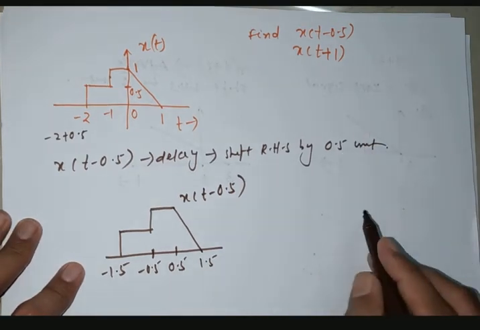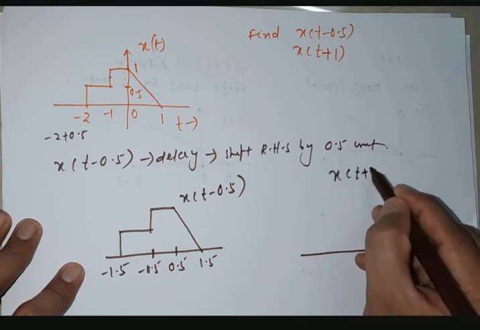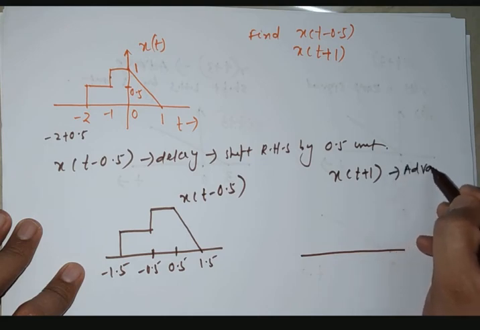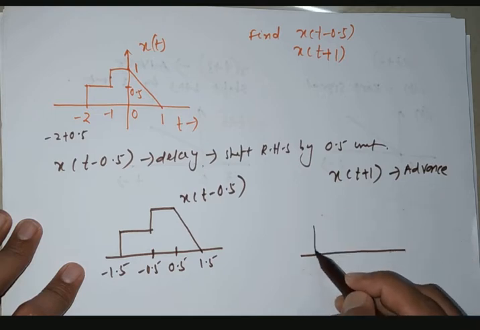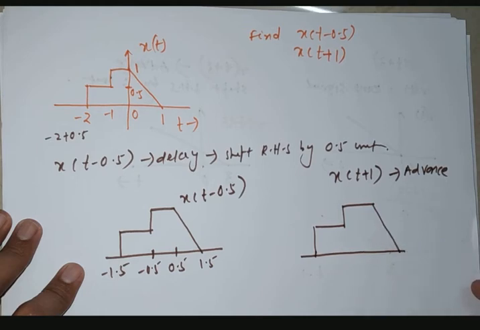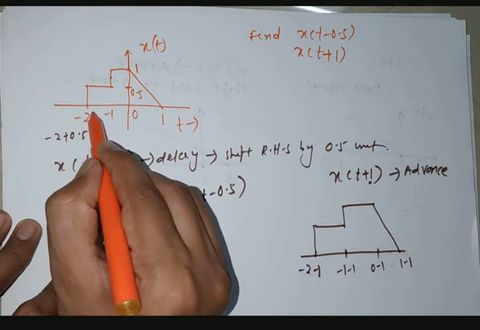Now similarly, if you want to find x of t plus 1, what you will do? X of t plus 1. T plus 1 means it is what type of operation? This is advanced operation. So advanced operation means shift left hand side. Yes or not? Advanced operation means shift left hand side by how much unit? Here 1 unit. Then this is again I have to write minus 2 minus 1. This is your minus 1 minus 1. This is 0 minus 1. This is 1 minus 1. Yes or not?